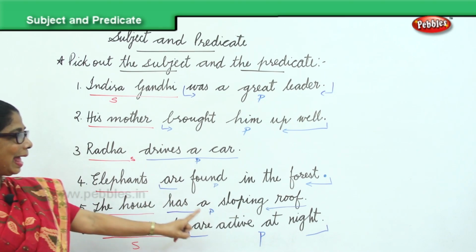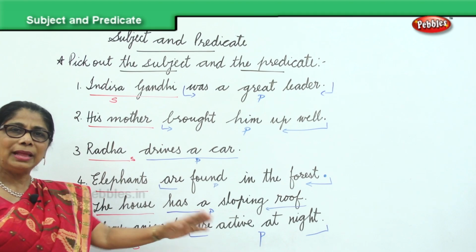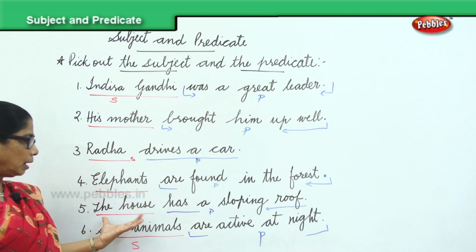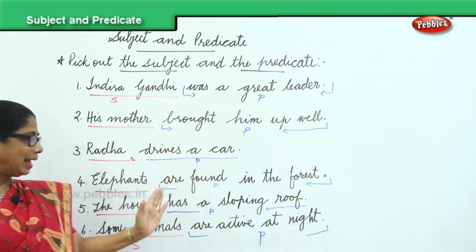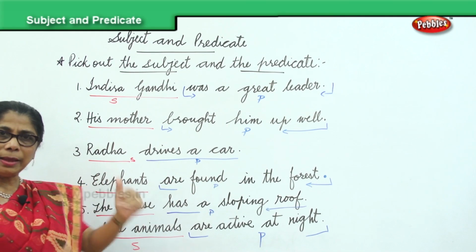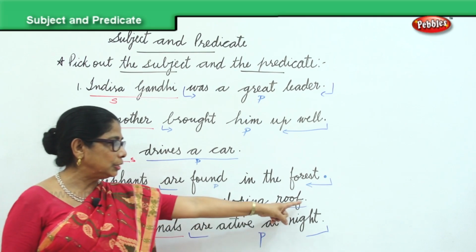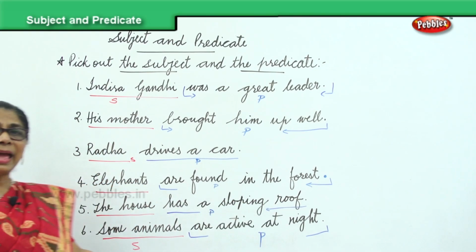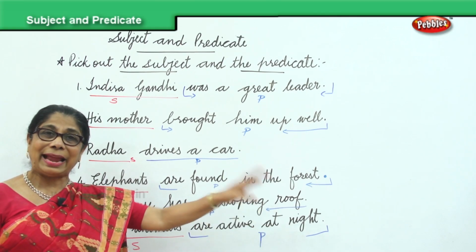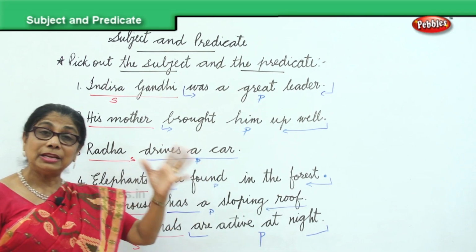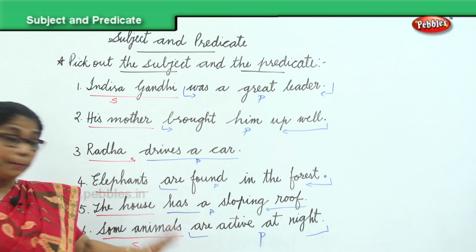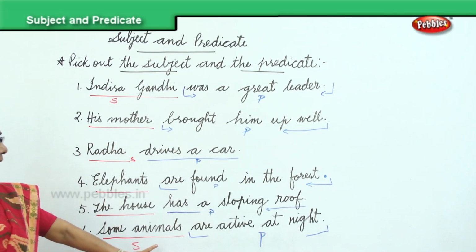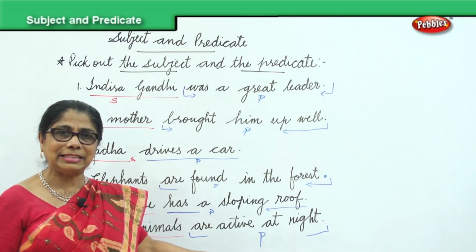The house has a sloping roof. We are talking about the house, the subject. What is the subject? The house. The rest is the predicate. Has a sloping roof. Begins with the capital letter, ends with the full stop. Finally, the last one. Some animals are active at night. Only some animals. So what is the subject? What are we talking about? The subject is some animals. Then are active at night, that's the predicate.